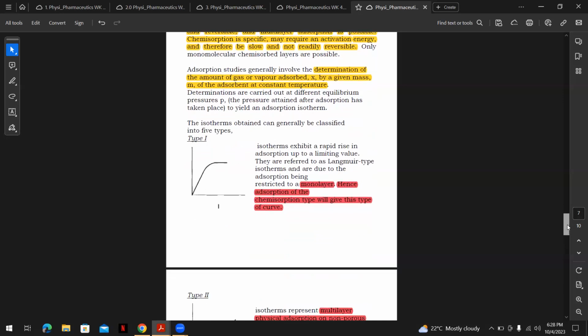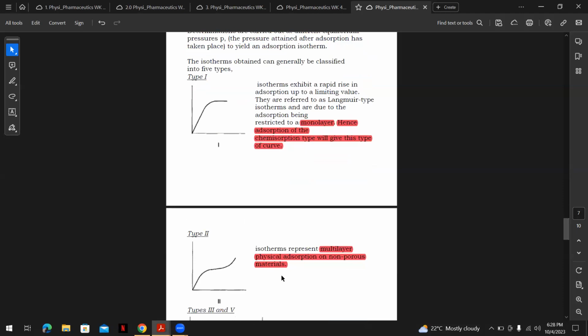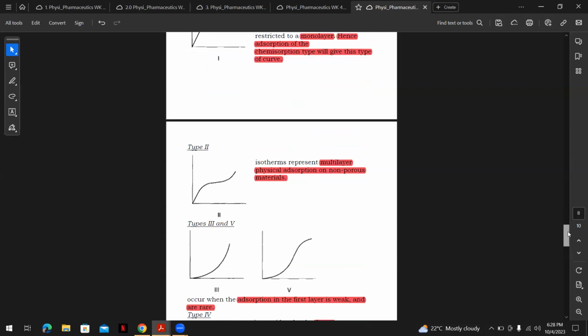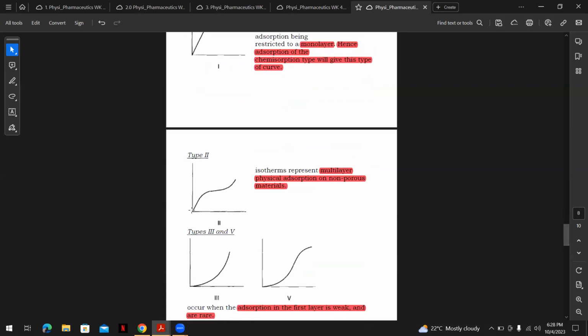So for the isotherms, we had type 1, which is for the chemisorption type. Since it's specific, it's slow and not readily reversible. These isotherms exhibit a rapid rise in adsorption up to a limiting value, then it plateaus. And it's not reversible, so it remains in that plateau. Then type 2 is for multilayers, and it's physical adsorption. It's reversible, so I'm thinking it will get here, reverse, and continue like that.